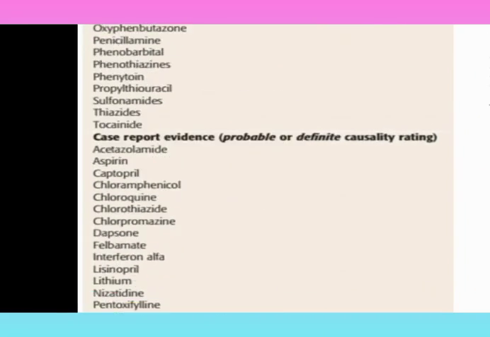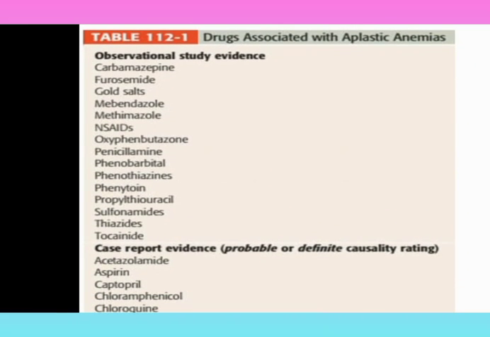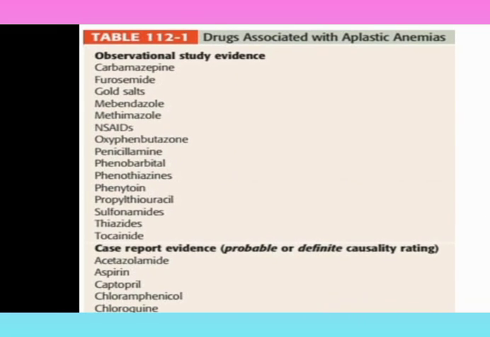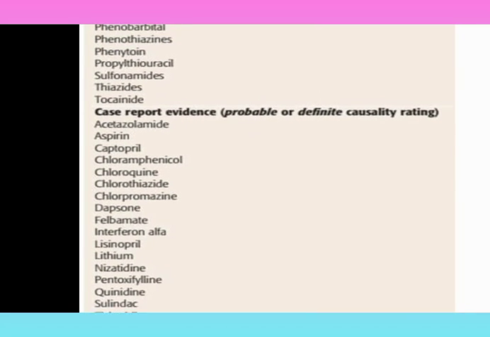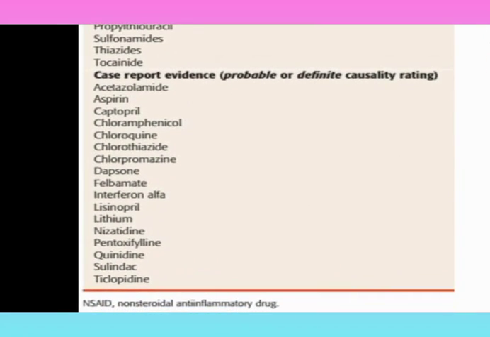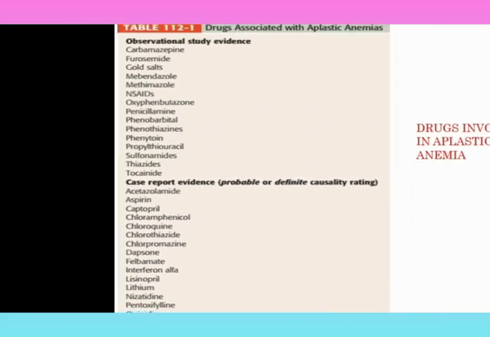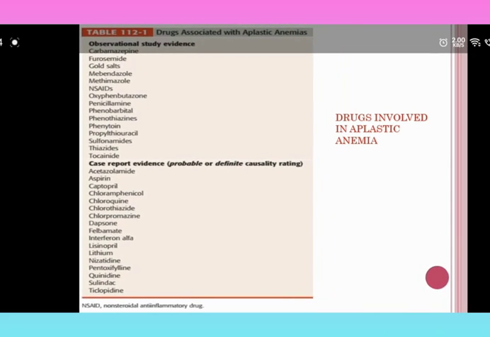So what are these observational study evidence and case report evidence? Observational study evidence means it can be observed with a study type of evidence. Case report evidence means by reporting, like ADR report cases. Observational study evidence includes drugs like carbamazepine, furosemide, gold salts, NSAIDs, phenytoin, phenothiazines, sulfonamides. And case report evidence includes examples like acetazolamide, aspirin, captopril, lithium, lisinopril, quinidine, ticlopidine, dapsone, felbamate, interferon alpha, chloroquine. So these are some of the drugs that are actually causing the associated aplastic anemia.